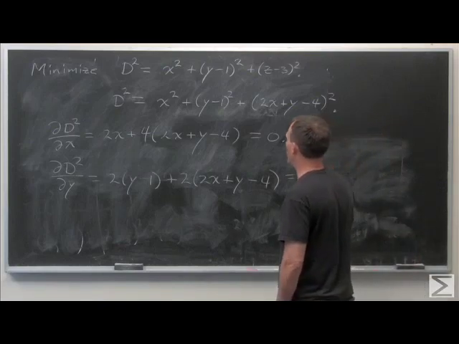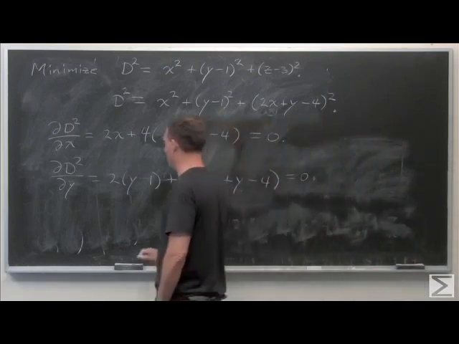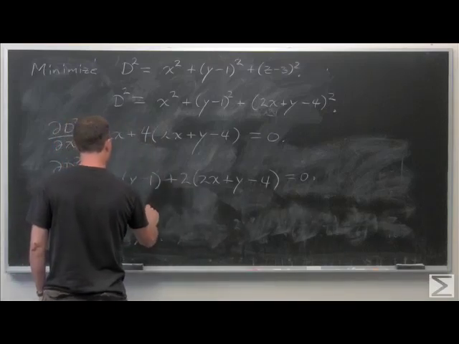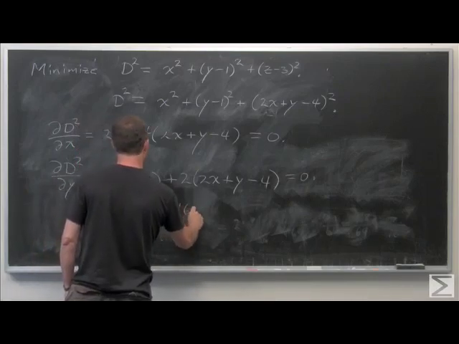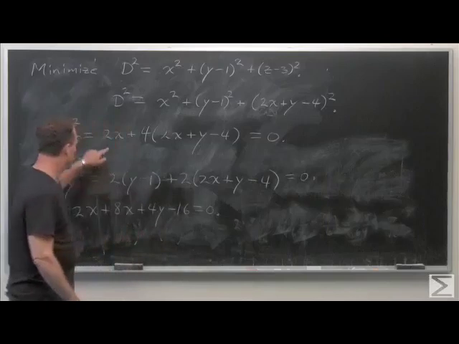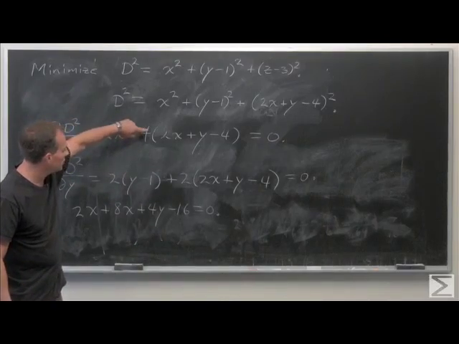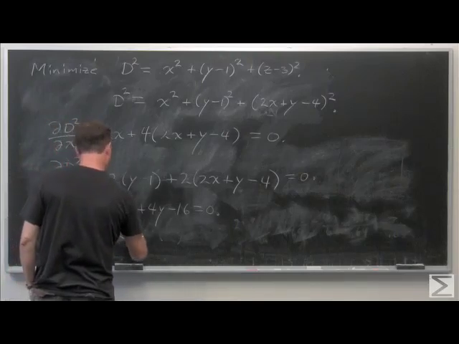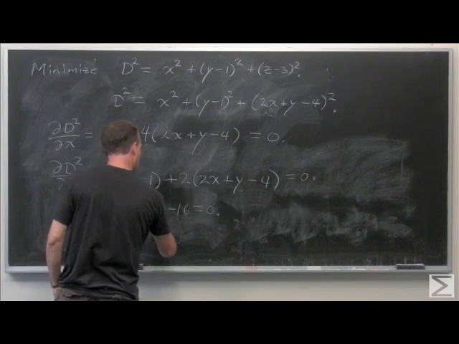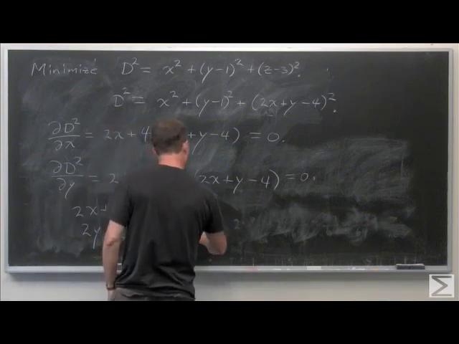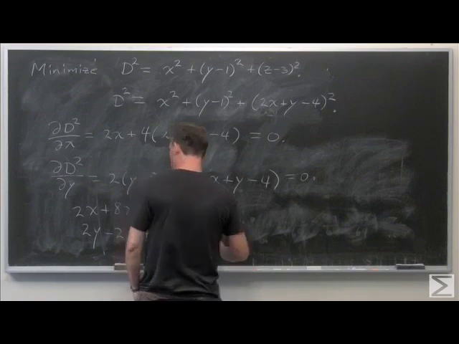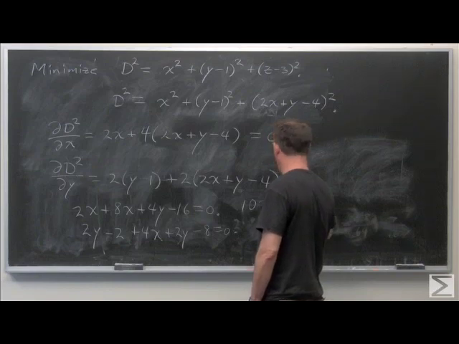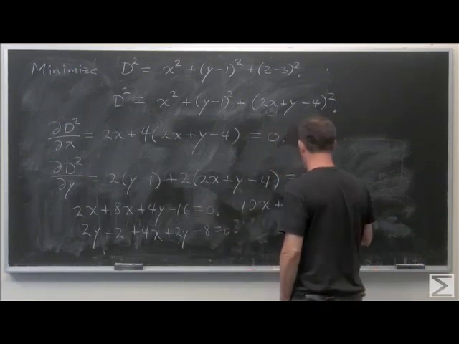All right, so let's just expand this. We get 2x plus 8x plus 4y minus 16 equals 0. I'm just checking myself, yes, and 2y minus 2 plus 4x plus 2y minus 8 equals 0. So x's, we get 10x here plus 4y, and then I'll put the 16 on the other side, equals 16.